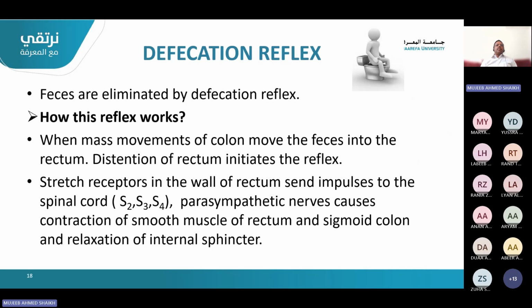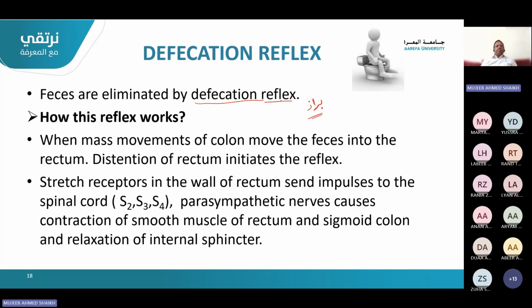Okay, what is defecation reflex? The most common or the important function in the large intestine is the defecation reflex. Defecation reflex is a process by which the feces comes out. The feces, you know. What is this? Is it the same what I am writing here? Yeah, doctor, I think so. So feces will come out by the reflex which is known as defecation reflex.